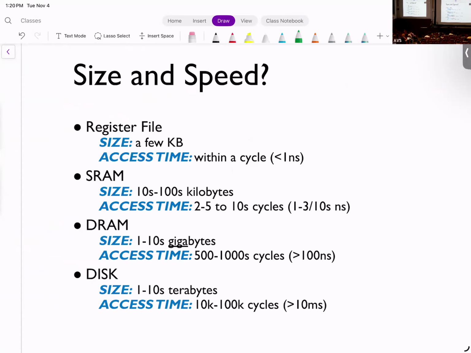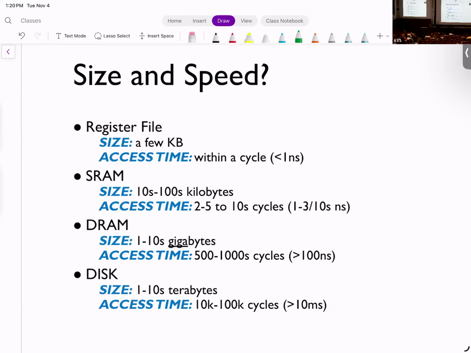You can read it in nanoseconds, so you can read it within one cycle. SRAM is tens or hundreds of kilobytes, and typically ranges between 2 to 5 to 10 cycles, okay? DRAM is gigabytes, but it takes thousands of cycles, so usually 1,000 cycles, so on the order of hundreds of nanoseconds to read DRAM. And then disk is on the order of terabytes, but it takes hundreds of thousands of cycles to read, okay?